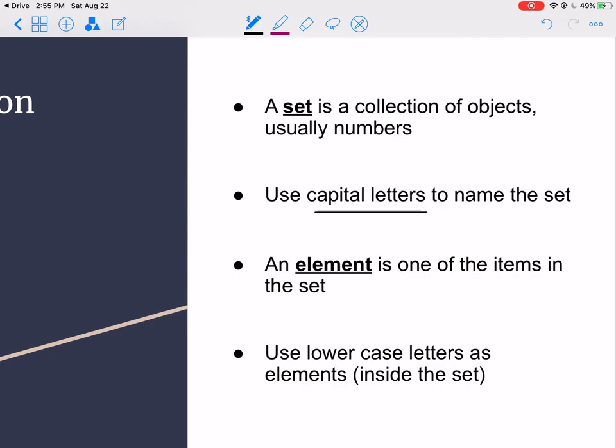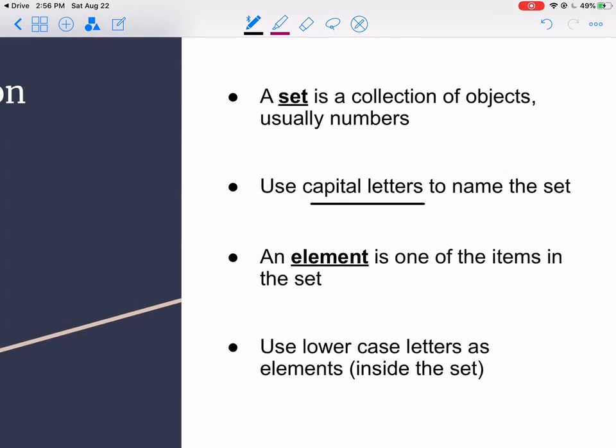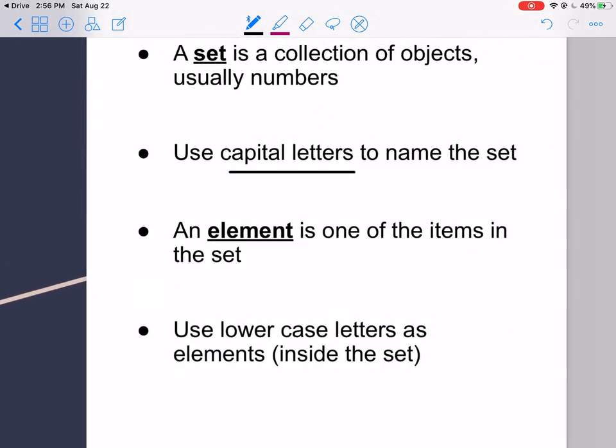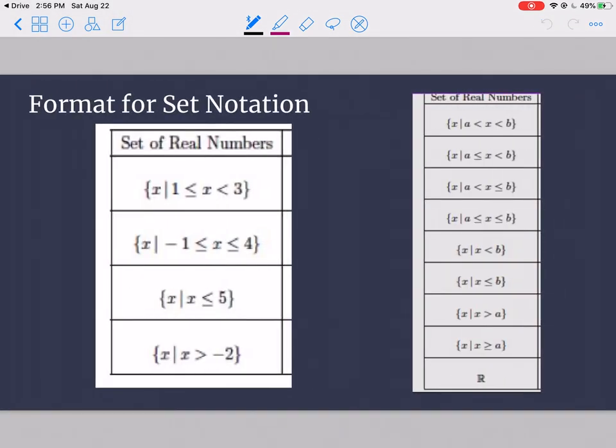Okay, for sets, we use capital letters to name the sets. So it's more formal, it's a capitalized thing. And then an element is one of the items within the set. And we use lowercase letters to represent those elements inside of the set. So if I say I have a set of shoes in my house, then one of those shoes, let's say my ballet flats, that would be considered an element within my set, my overall collection of shoes.